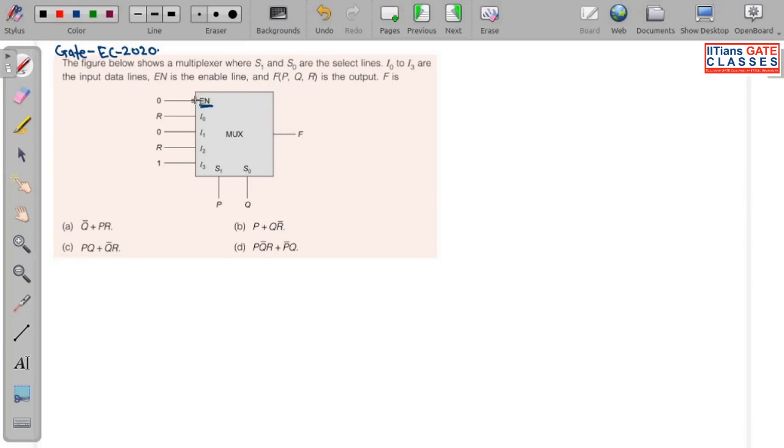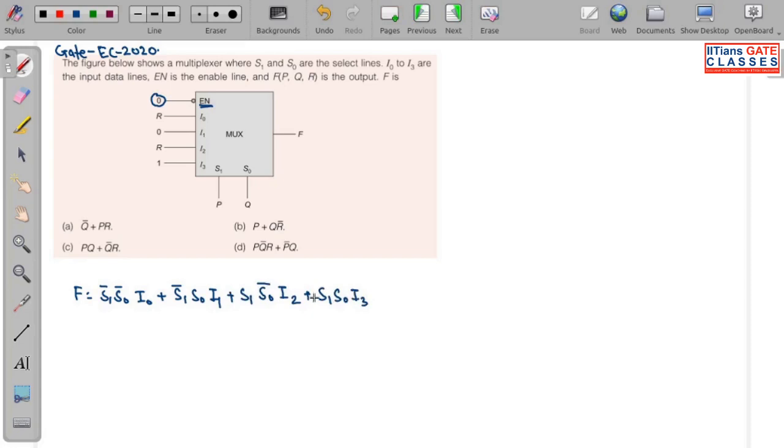This is a bubble they have given here in the logic circuit, and the input to the enable is 0. This is fixed. So the mux is always operational. Now let me calculate F. So F is S1 bar S0 bar I0 plus S1 bar S0 I1 plus S1 S0 bar I2 plus S1 S0 I3.